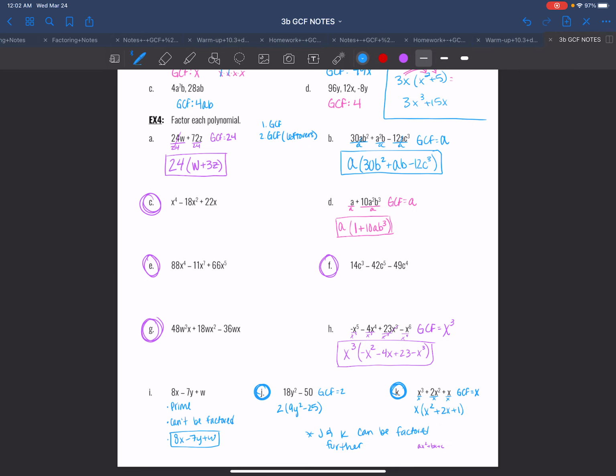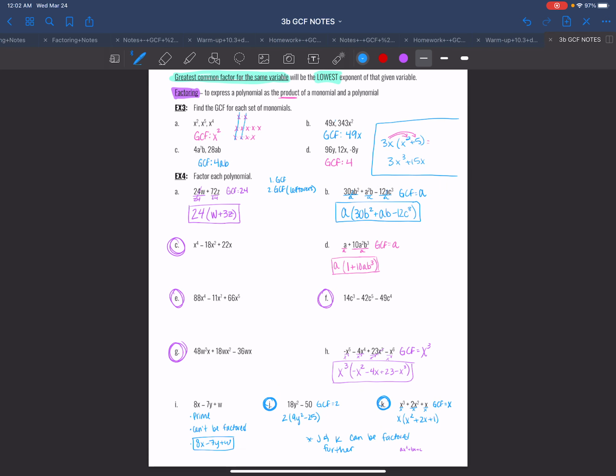All right, so these problems that I've circled, I would love for you to do them on your own and then check with the key on Canvas later.